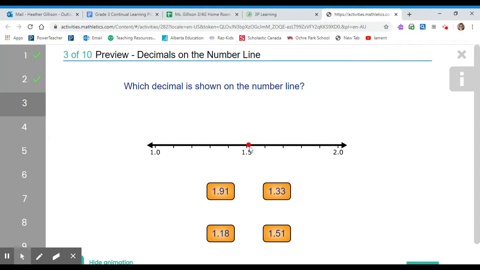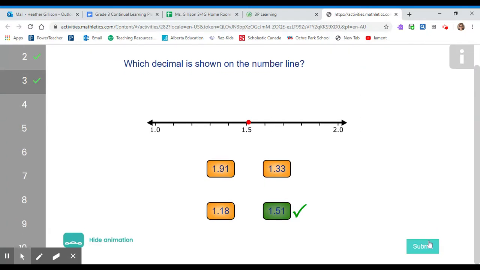But this dot is plotted very close to 1.5. So we have to look here. We've got 1.91. Well, that wouldn't be it. That would be way over here. 1.33, well, that wouldn't be it because that would be 1.1, 1.2. That would be somewhere over here. 1.18, well, that's very close to the beginning, so that wouldn't be an option either. But 1.51, because it's not right on 1.5, it's just beyond. So this would be our most reasonable guess.